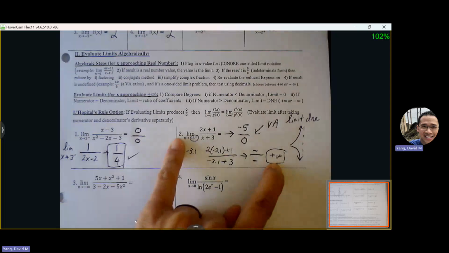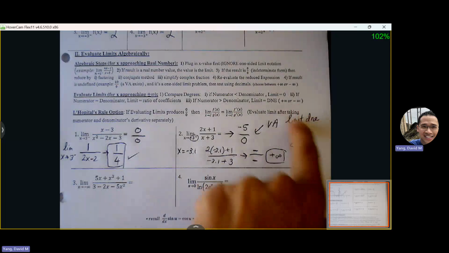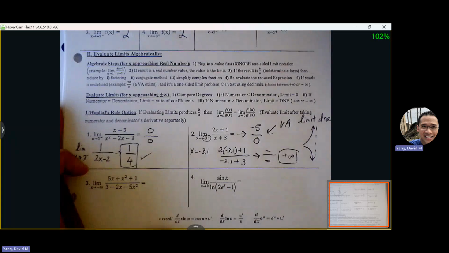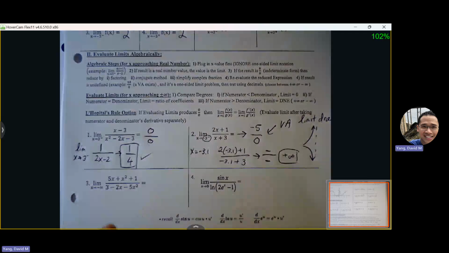So it's only asking for the one-sided limit towards an asymptote. We know the full limit doesn't exist, but we know that it's only asking for the behavior as we are approaching that asymptote. All right, number 3, our process shifts if we're approaching positive or negative infinity.